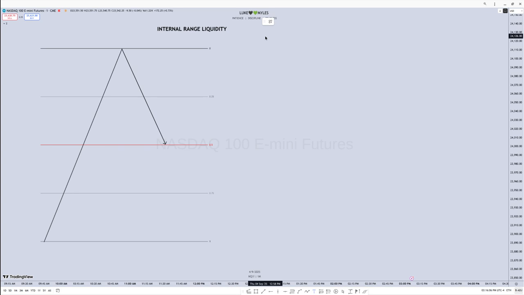So what I mean by internal range liquidity, these are specific points in price action. Those specific points altogether are called PDRs. I think you have heard me say something of this sort. PDRs stands for premium discount array. This P stands for premium, then this stands for discount. This is discount, and then this is premium.